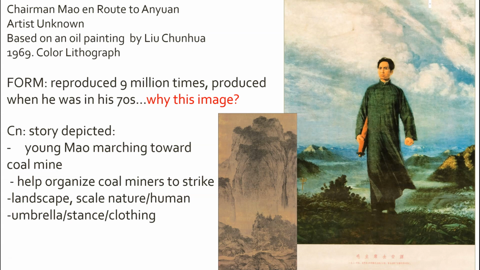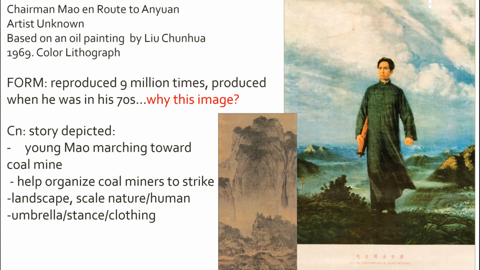And so the story that's depicted here was when a young Mao, when he first comes to power, I think this was before he was even the head of the Communist Party, but it shows him marching towards a coal mine. That's the image that we're really seeing here. And he's marching there to help organize coal miners to strike. They are not getting fair wages or fair working environments. And so he helps to work with the people to get them what they deserve. Okay. And so by showing this, it reminds people of how great he was and still is.